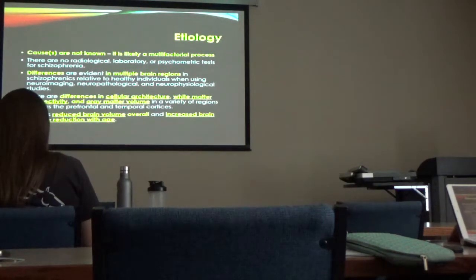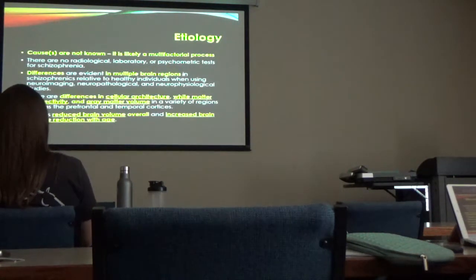Okay, what causes it? It is not known. It is probably a lot of defects in people that all end up showing up with this variety of symptoms. So it's a brain disorder, there's no doubt, but it is probably not from all the same causes. There are no radiological, lab, or psychometric tests for schizophrenia, so you can't x-ray anything, pull a blood test, or have somebody take a written test and figure out what they've got.